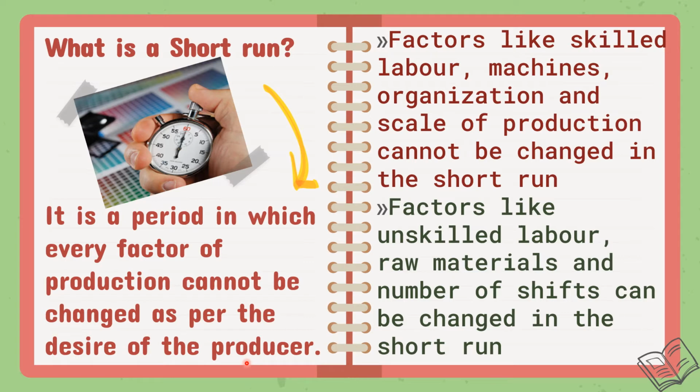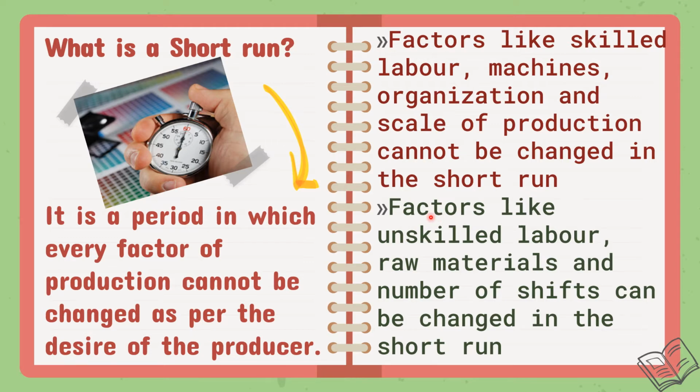What this essentially means is all the factors that are used in the process of production cannot be changed together in the short run to bring about any change in the output. Some factors will remain fixed and the others will be variable, or others will change in the short period. Let us see. Factors like skilled labor, machines, organization, and scale of production cannot be changed in the short run because it is too short a time to bring about changes in such factors of production.